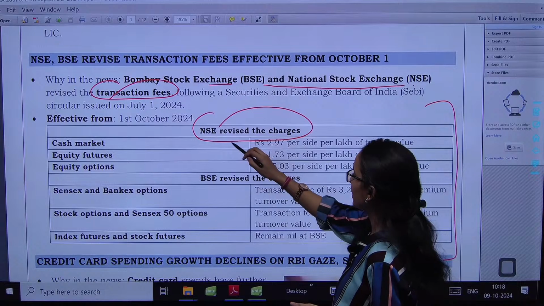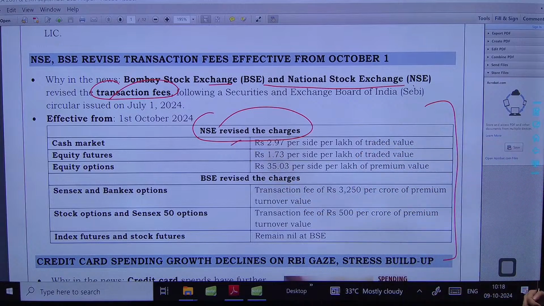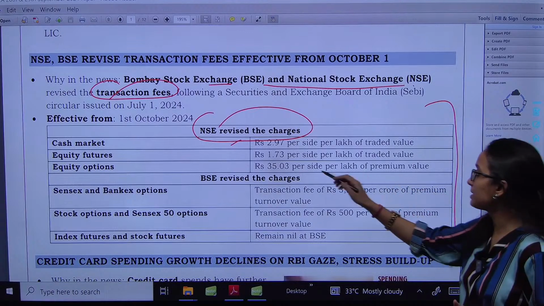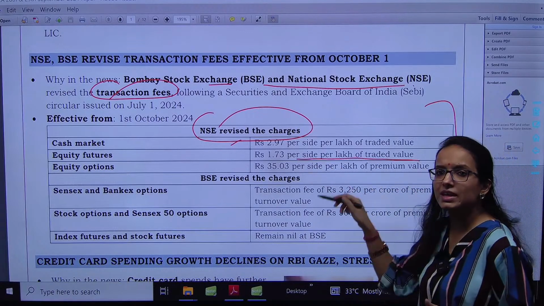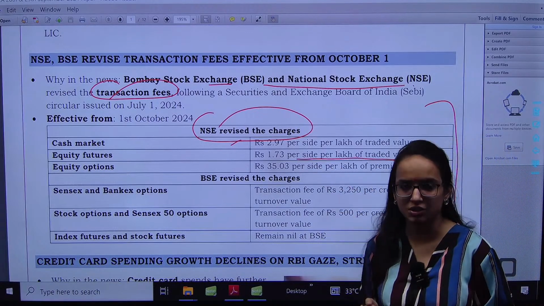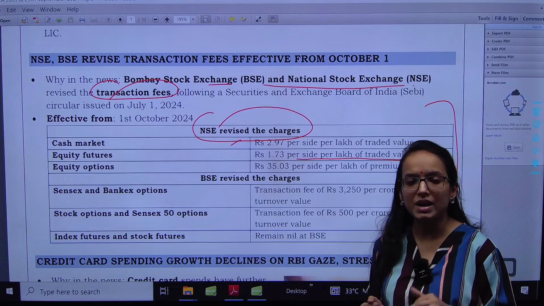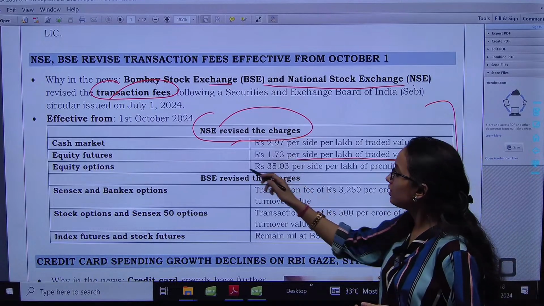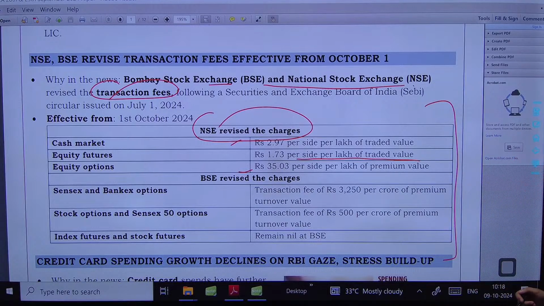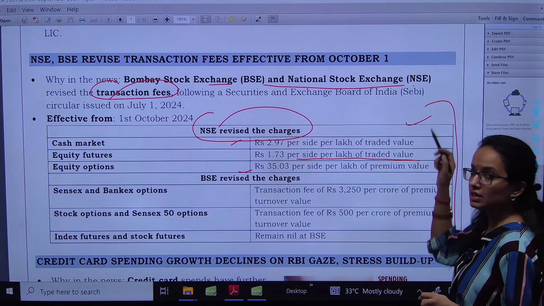In the cash market, it is rupees 2.97 per side per lakh of traded value. Then equity futures is 1.73 per side per lakh of traded value. Per side means buying and selling both the sides of the transaction. So, buying as well as selling. Then equity options, it is 35.03 per side per lakh of premium value. This is as per NSE norms.